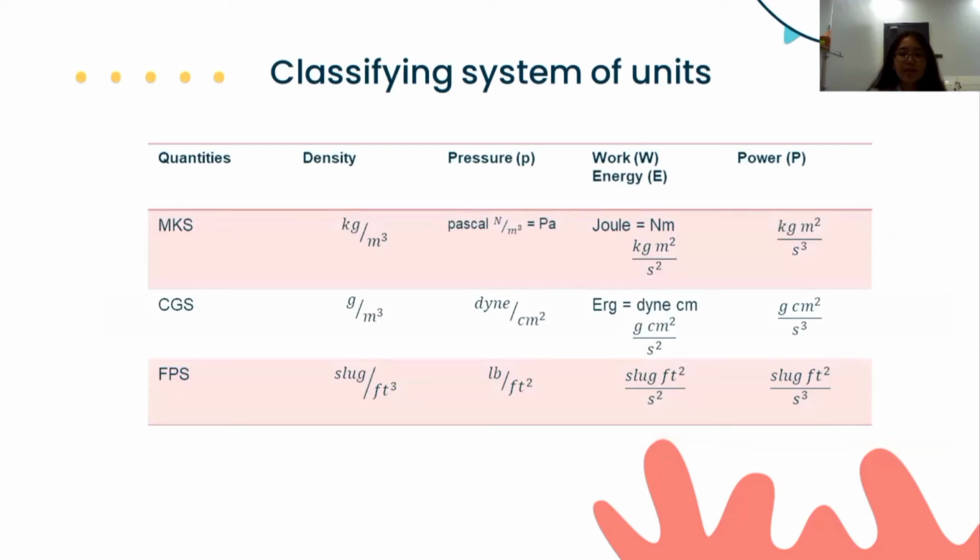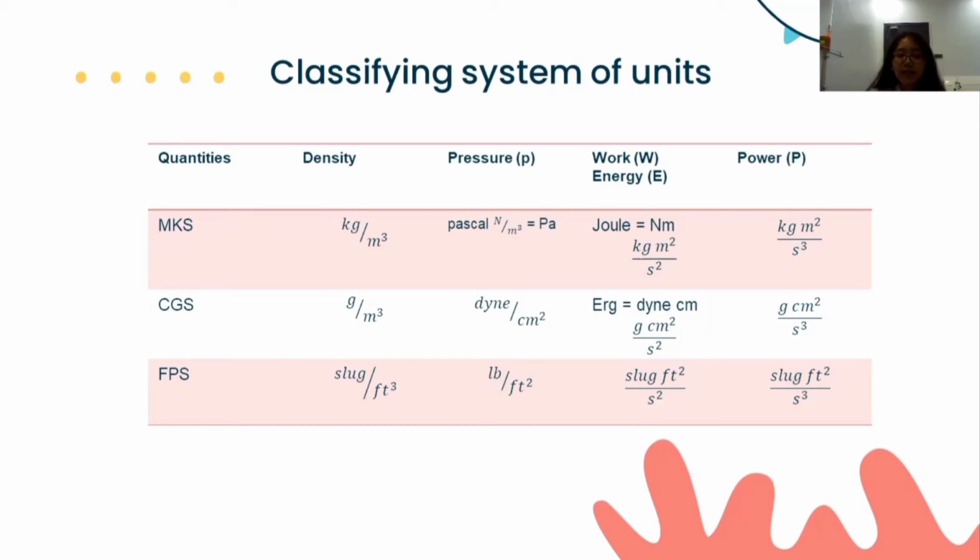Next, we have the table of density, pressure, work or energy, and power in MKS, CGS, and FPS. MKS system density is kilogram per meter cube, pressure is Pascal or Newton per m squared. Work or energy is kilogram meter squared per s squared, and power is kilogram meter squared per s cube. Next, in CGS, density is gram per meter cube. Pressure is dyne per centimeter squared. Work or energy is gram centimeter squared per s squared. And lastly, the power is gram centimeter squared per s cube.